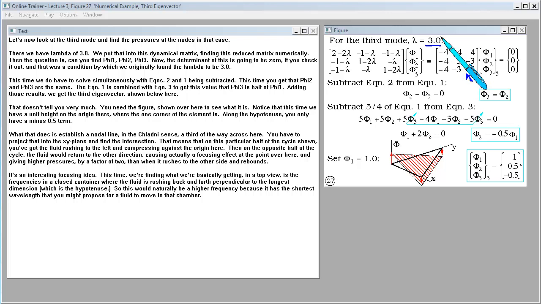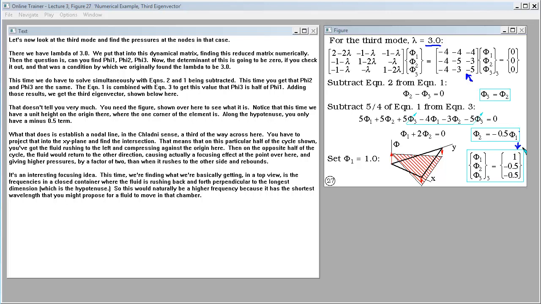This time we do have to solve simultaneously with equations 2 and 1 being subtracted, and this time you get that phi3 and phi2 are the same. The equation 1 is combined with equation 3 to get this value that phi2 is half of phi1, and adding those results we get the third eigenvector shown below here.